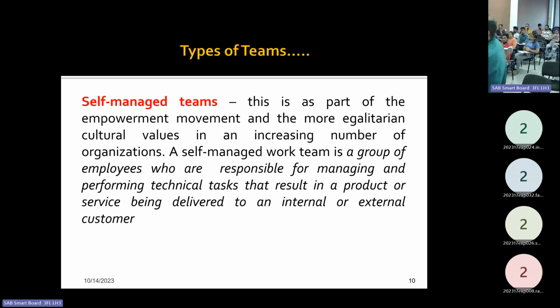Then a self-managed work team is a group. That's why it's a special group. The team is a group. Therefore, the two terms should be considered together. Groups, teams. They should not be separated.